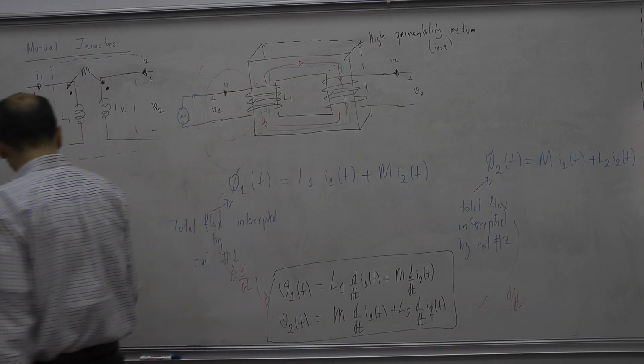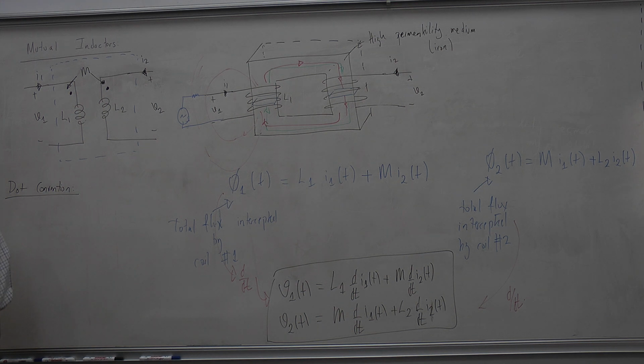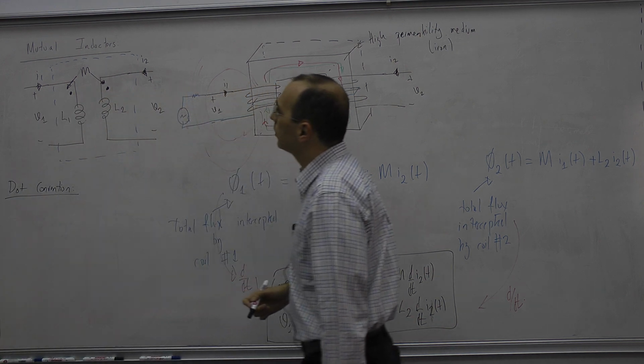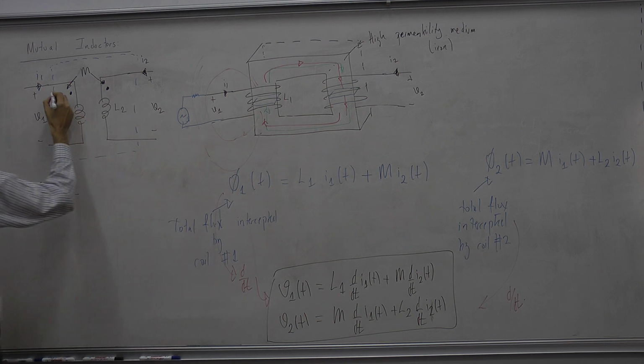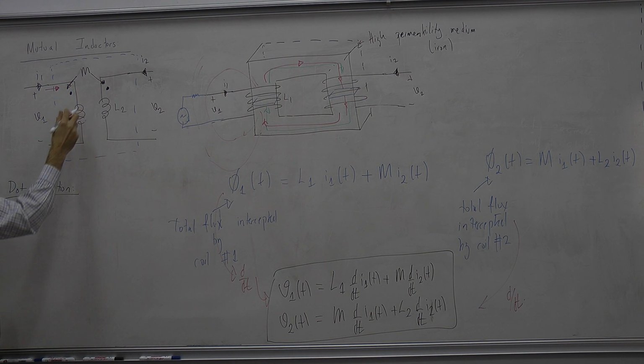So what else? Now we have achieved the terminal equations. We have explained this dot convention, and this dot convention is very important. Let me say it one more time. So this is, as you see, the inductor symbol. I1 is entering into the dot, going out over here, and the other current is entering in, okay?